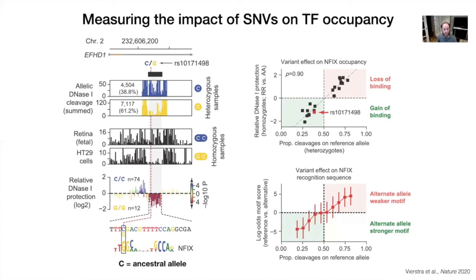And what you can see here is that variants that result in the loss of binding, as measured by footprinting, the alternate allele creates a weaker motif than the reference allele. In contrast, at the variants that result in the gain of binding, the alternative allele creates a stronger motif than the reference allele. So really, taken all together, this shows that genomic footprinting provides an ultra-high resolution view of regulatory variation and its impact on transcription factor occupancy.